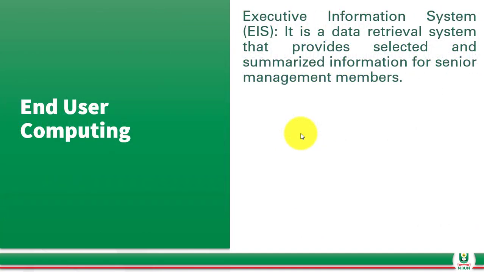Executive information system, that's the third kind of support that IT can give under end user computing. It is a data retrieval system that provides selected and summarized information for senior management members. Now, if you use Microsoft Excel, for instance, it gives you the summary of the performance of students, or the summary of the level of enrollment, or the percentage of the level of enrollment, and you'll be able to take decisions at that management level concerning different activities within the organization.